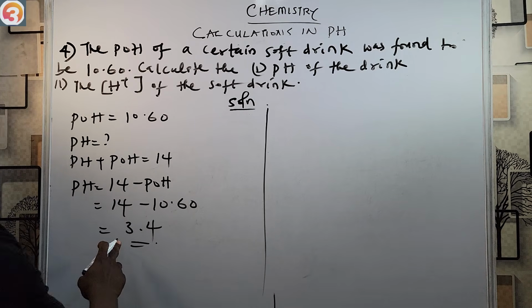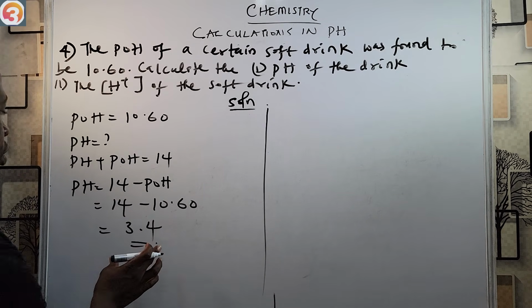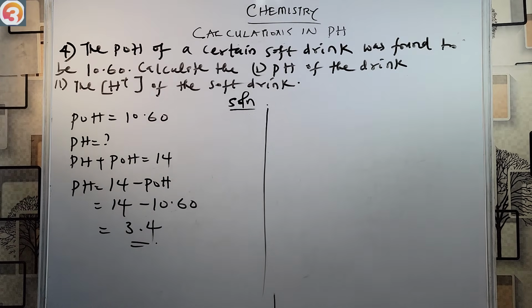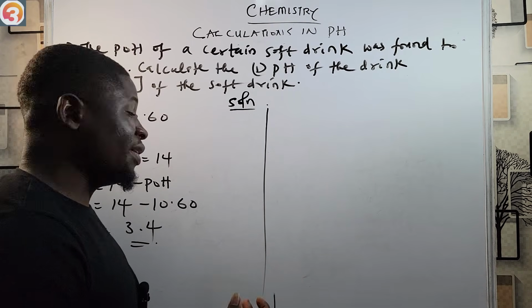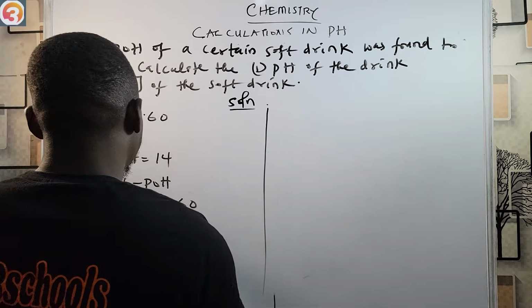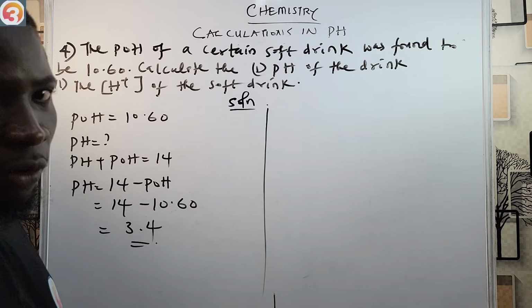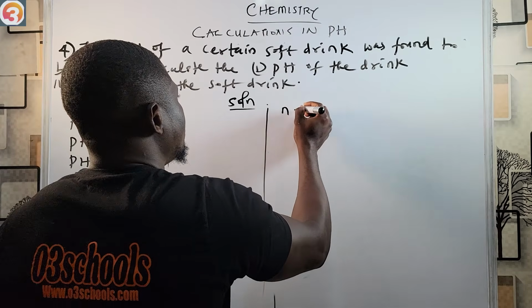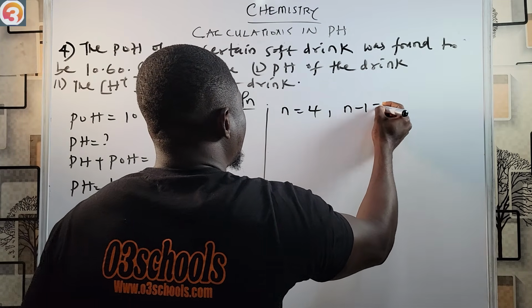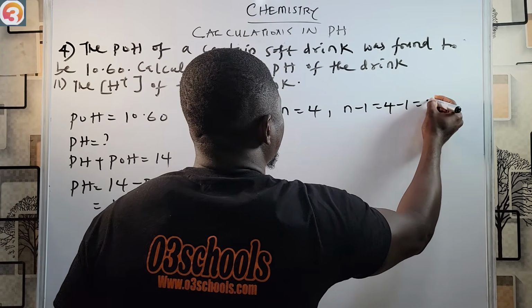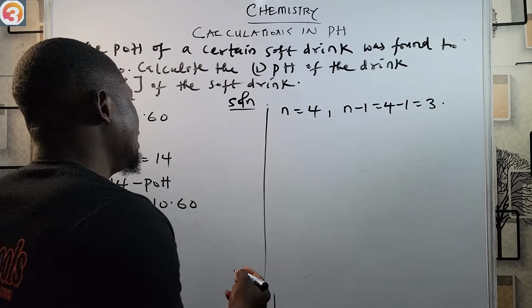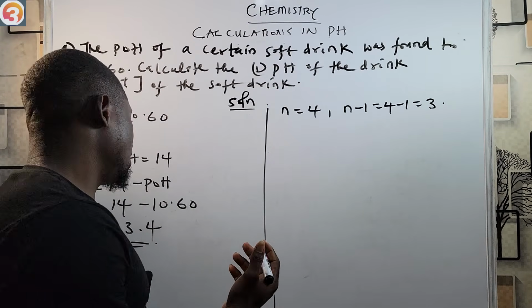All right. Since you know the pH, we are told to look for the what? Hydrogen ion concentration. That will be very easy. So the first thing we need to do is to know that 3.4 is between 3 and what? 4. That means our N is equal to 4. Our N minus 1 is what? 4 minus 1, which is 3. All right. So then we can now proceed with our calculation.